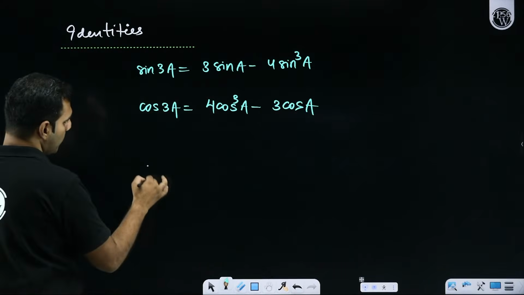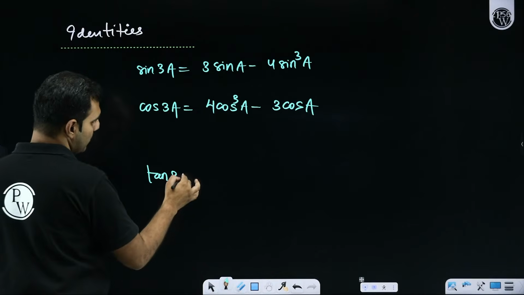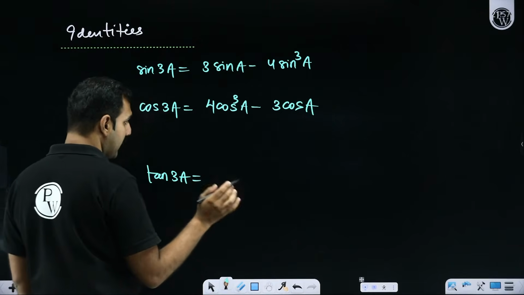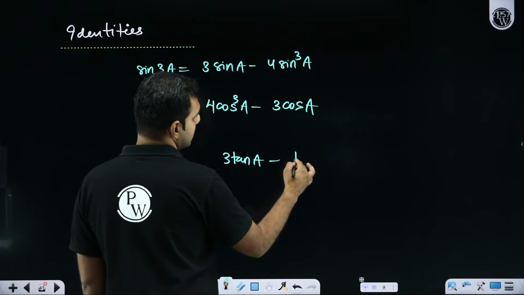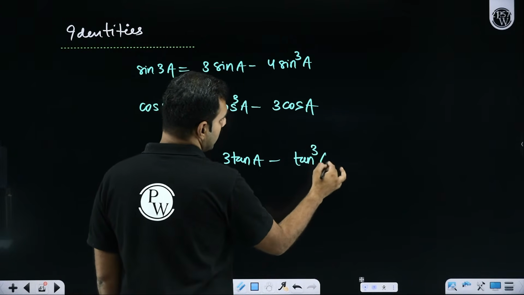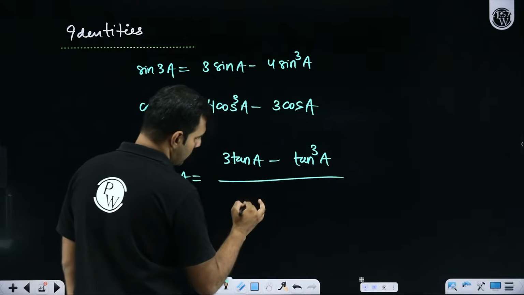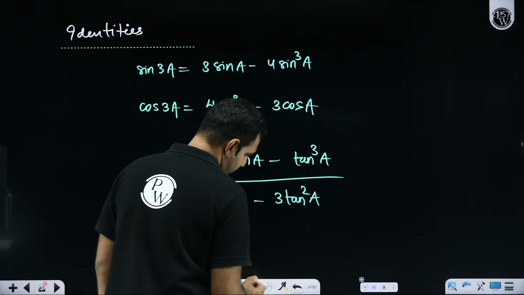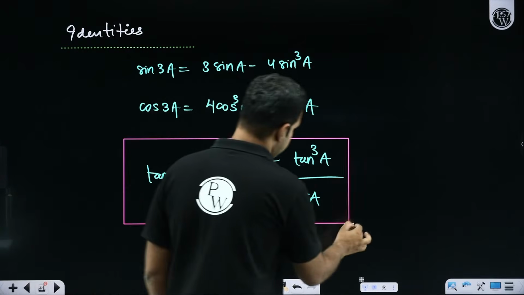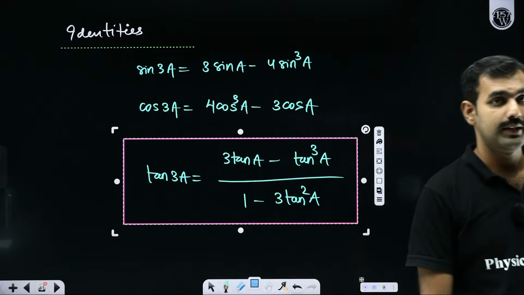Similarly, I'll give you one more, which is tan 3a. So this will be, pay attention everyone, 3 tan a minus tan cube a upon 1 minus 3 tan square a. So one more added to your list of formulae.